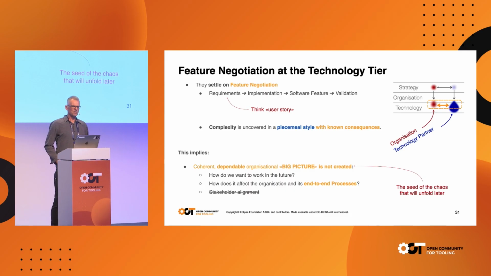So they do it the iterative way. They take one requirement at a time, or a bunch of them, like 2 weeks worth of it. Think user story, they implement it, they create some software features, and then they validate it, and then they start to turn in circles. The problem with this is that complexity is not mastered upfront.